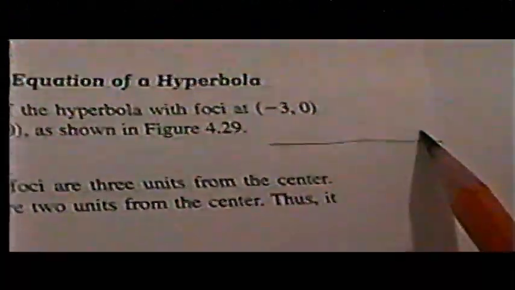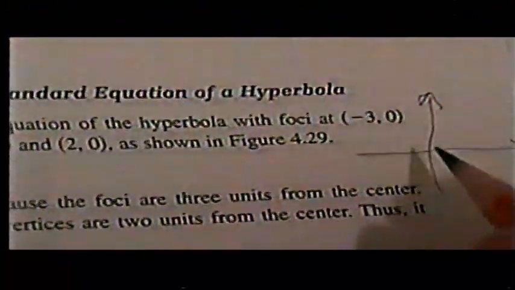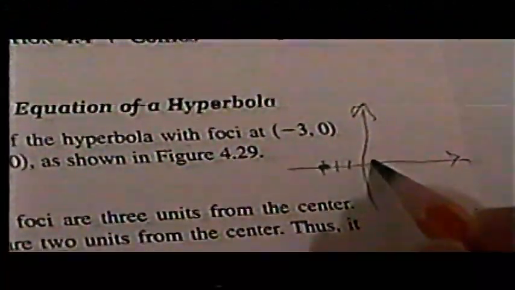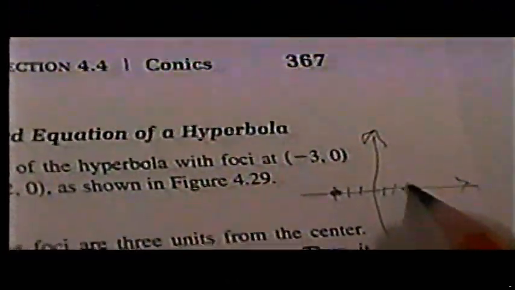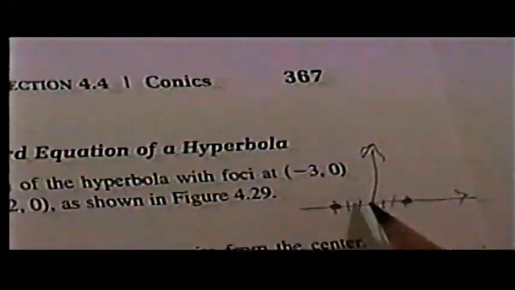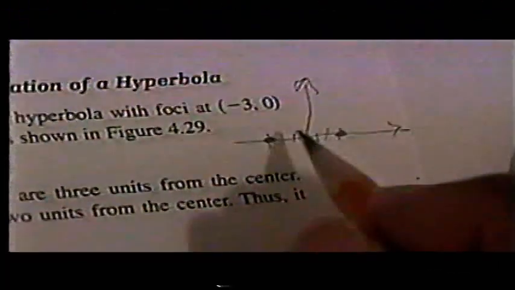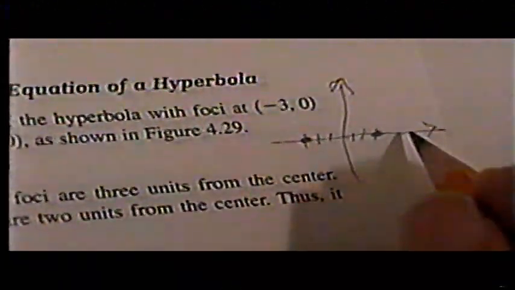So really you could graph these foci yourself. If you draw your x and y axes, -3, 0, you would go from the origin 1, 2, 3 to the left, and just stay there. The other focus is 3, 0. So you would start at the origin, you would go 1, 2, 3 to the right, 3, 0. So since the x-axis contains the foci, that means that the x-axis would be the transverse axis.